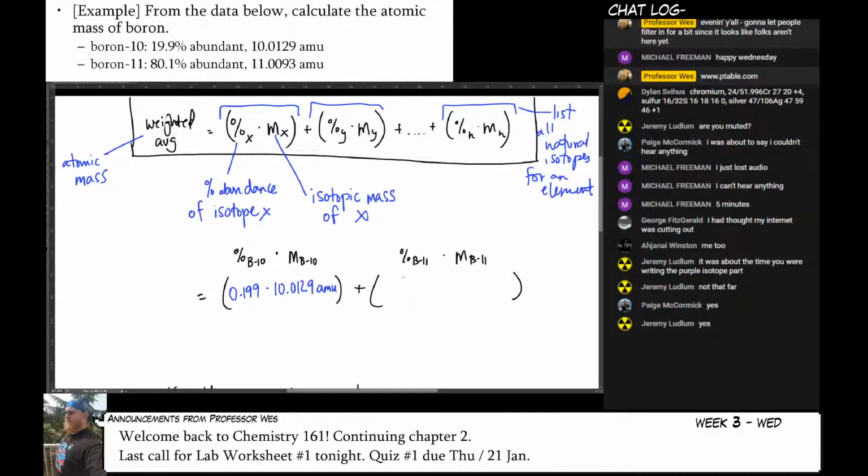Boron-11 is more abundant, 80.1% abundant, so we'll write it as a decimal, times its mass, 11.0093. I can't read the number, 11.0093. There we go.